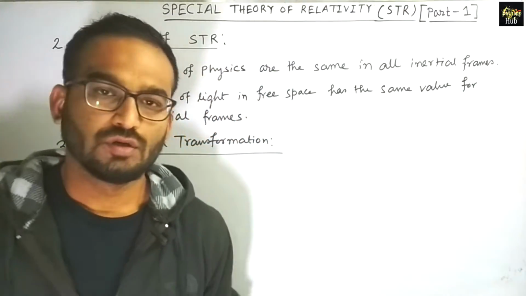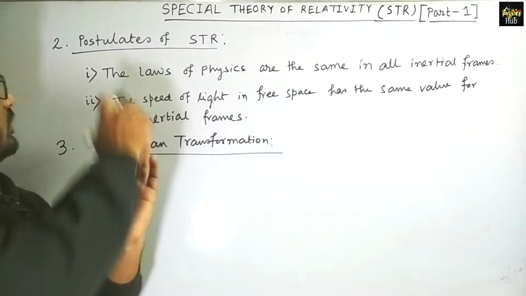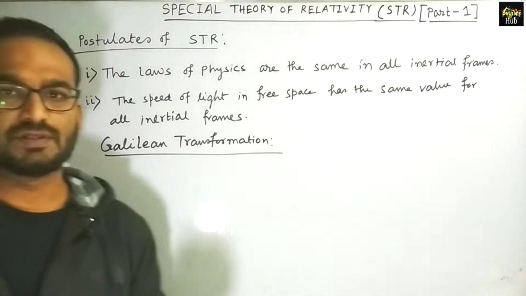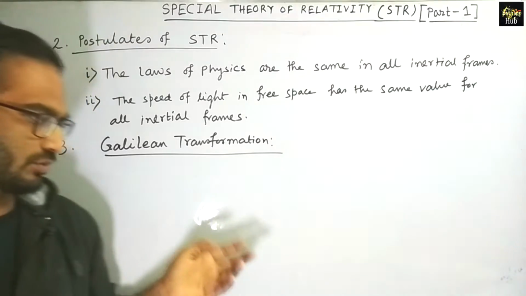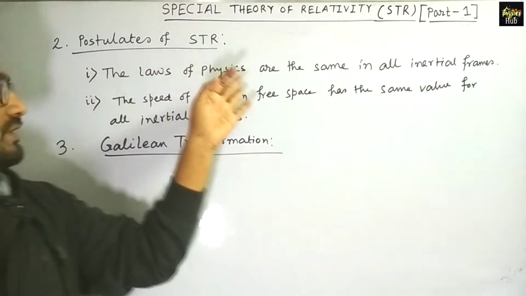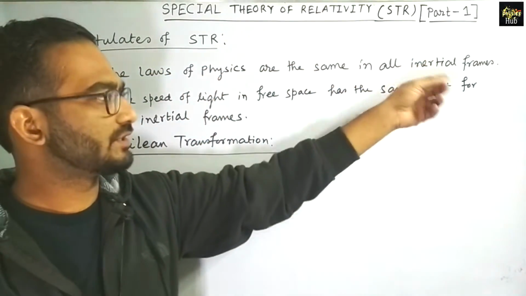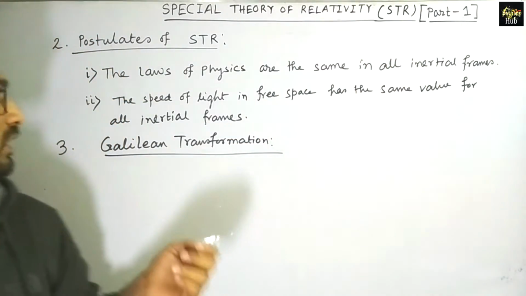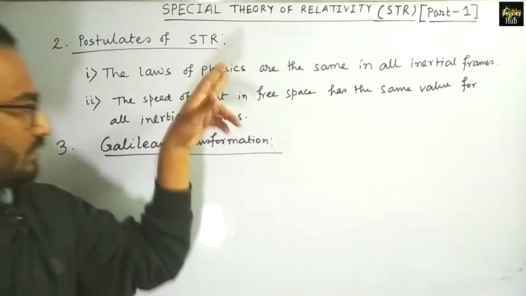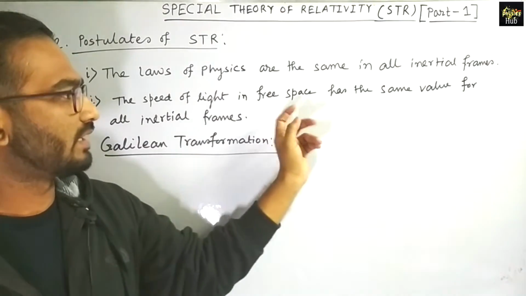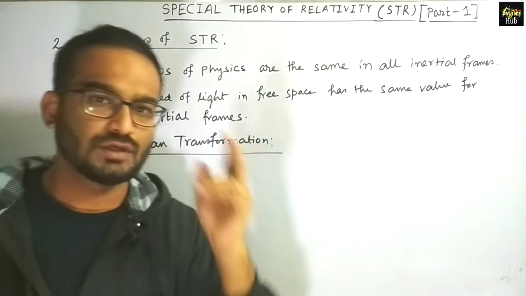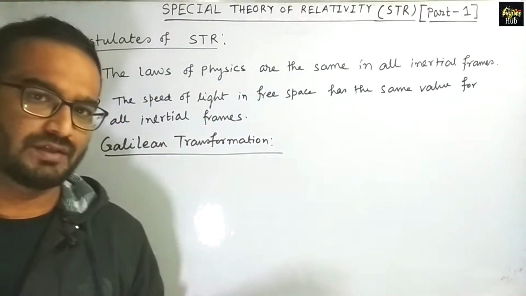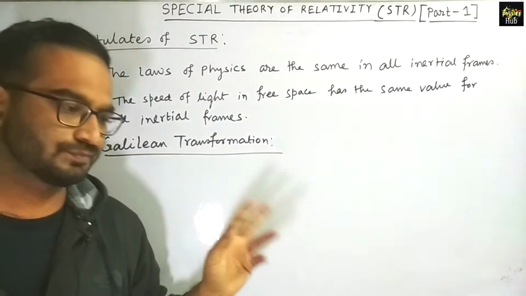Now moving on, let's talk about the postulates of special theory of relativity. There are 2 postulates. The first postulate says the laws of physics are the same in all inertial frames, and the second one is that the speed of light c in free space has the same value for all inertial frames. So these 2 postulates must be obeyed in all inertial frames.